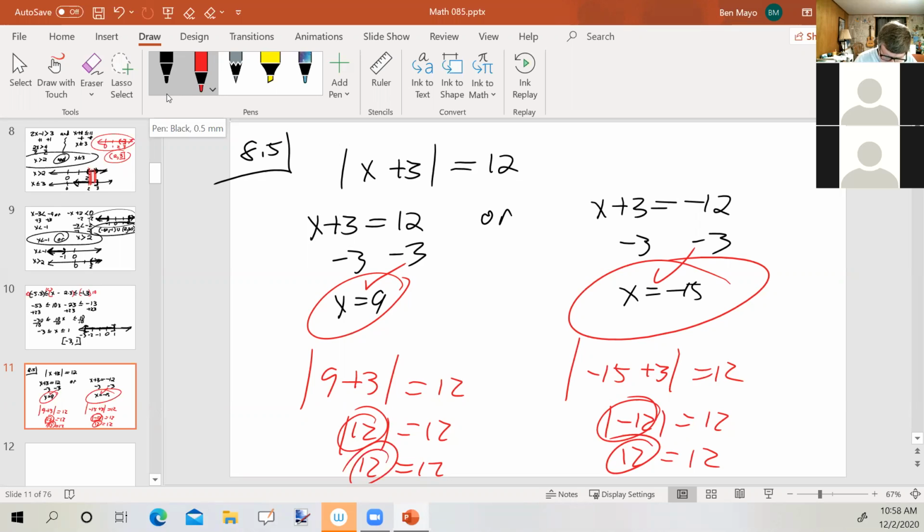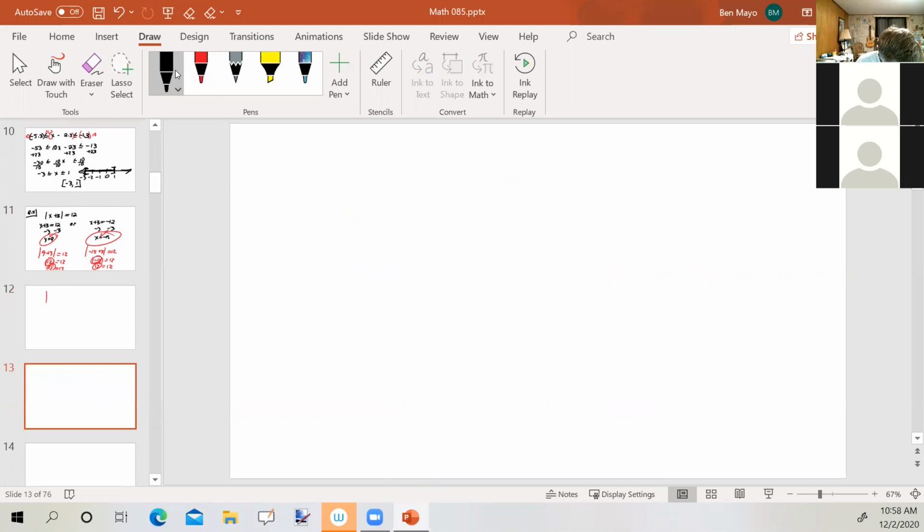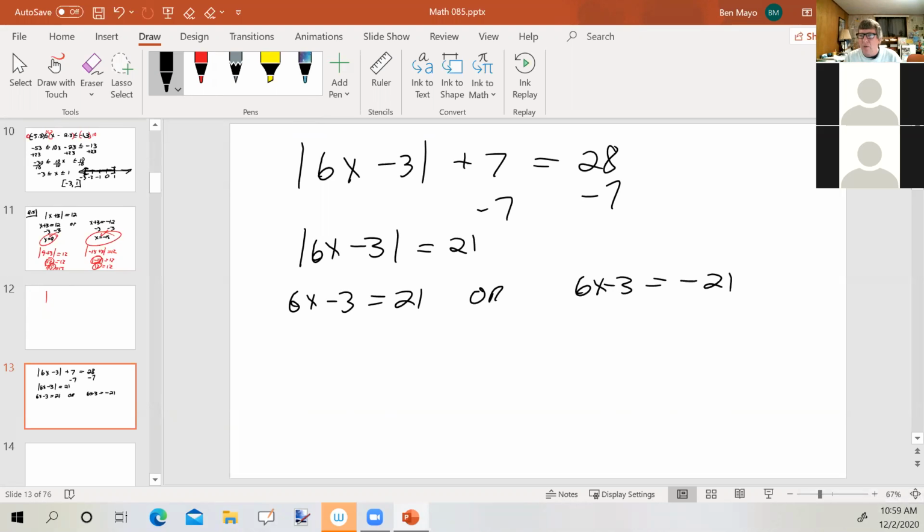All right. Let's say we've got a situation like this. Let's see, let's back here. We've got the absolute value of 6x minus 3 plus 7 equals 28. The first thing we want to do is isolate that absolute value. So I'm going to subtract 7 from both sides, which gives me this. So now what's inside either has to equal what's on the right side, or what's inside has to equal the opposite of what's on the right side. That is the right side of the equal sign.